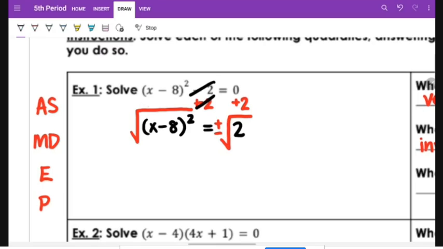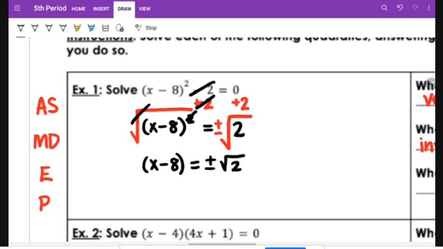So on the left, the square root and the square cancel each other out. That was the whole point. We wanted to undo it. So we'll just have x minus 8 on the left now. And on the right, we have a plus or minus square root of 2.